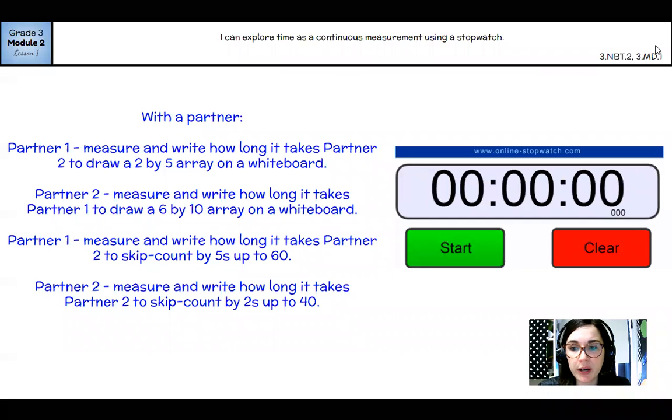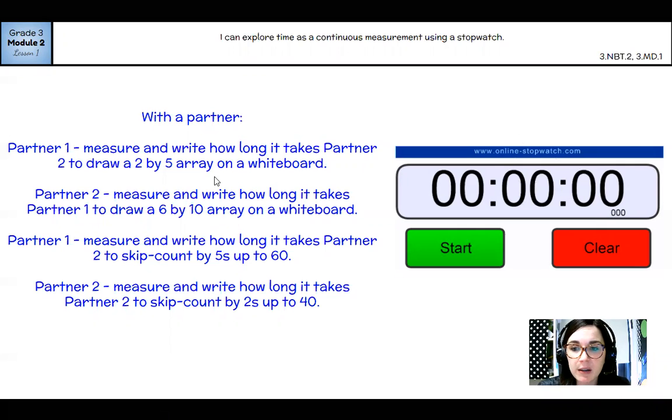Okay, for those of you who are at home, you can go to this website, www.onlinestopwatch.com, to get this exact stopwatch, or maybe you have a phone with a stopwatch on it, something like that. So here's what you're going to do.